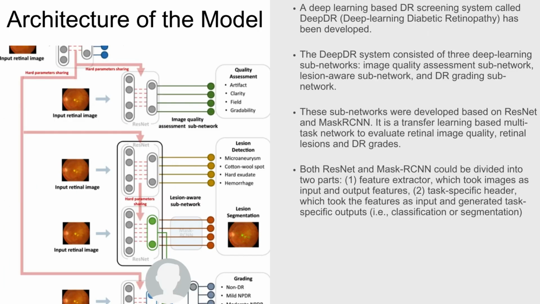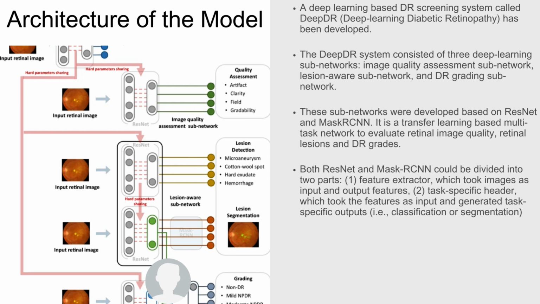If you take a look at the architecture of the model, a deep learning based DR screening system has been devised by the authors of the paper, which they called deep learning diabetic retinopathy, or DeepDR. It consists of three deep learning subnetworks: the image quality assessment subnetwork, the lesion aware subnetwork, and the DR grading subnetwork. As you can see, initially they check the image quality, then they check the lesions, and then finally they check the DR grades.